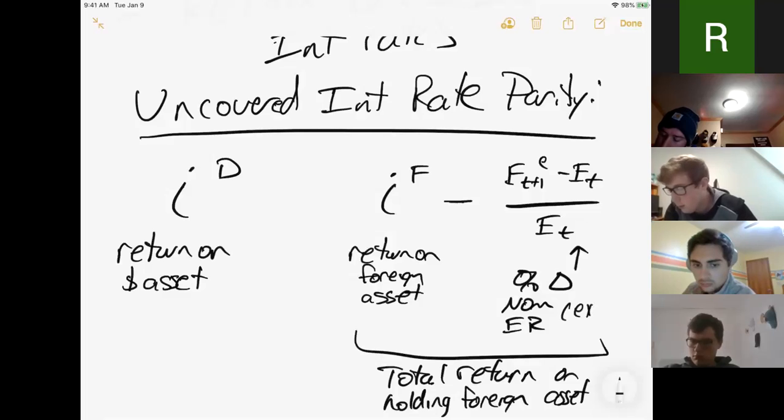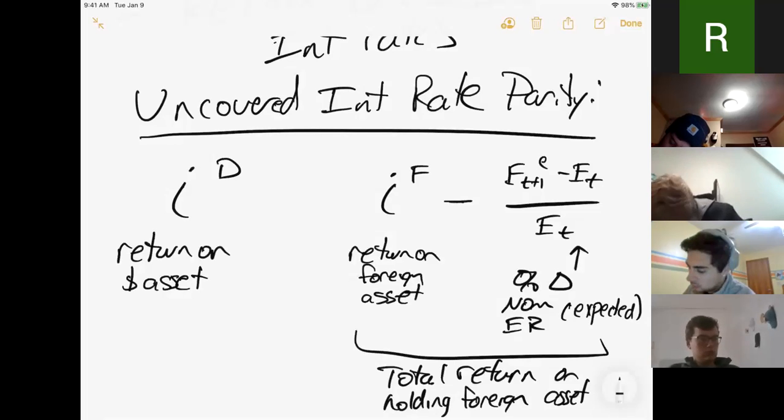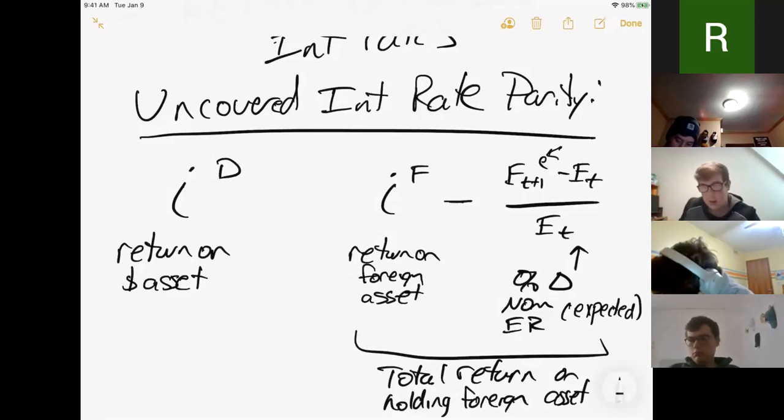And let me put in here, add. Notice that this is expected because we don't know for sure. There's that little e here, right? Meaning we don't know for sure what the exchange rate's going to be in the future. We have to say it's expected.